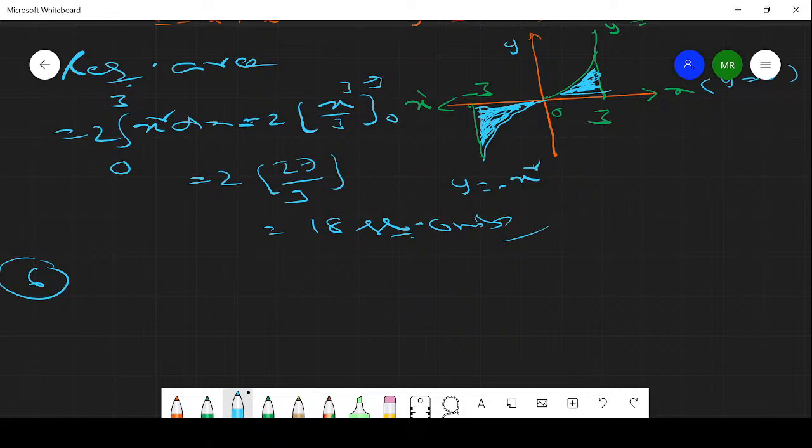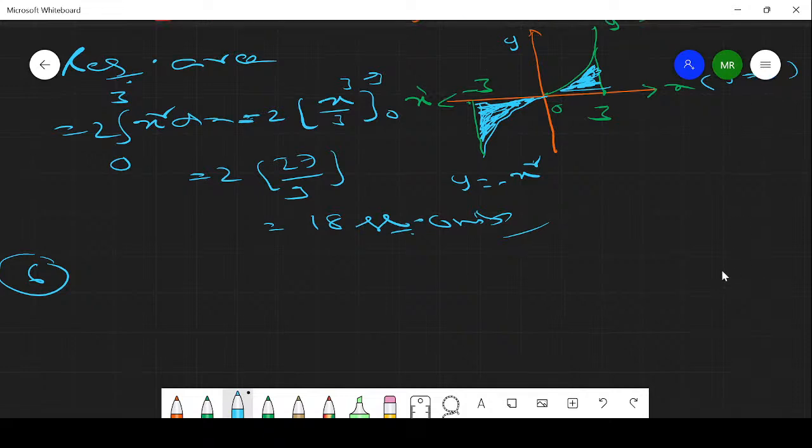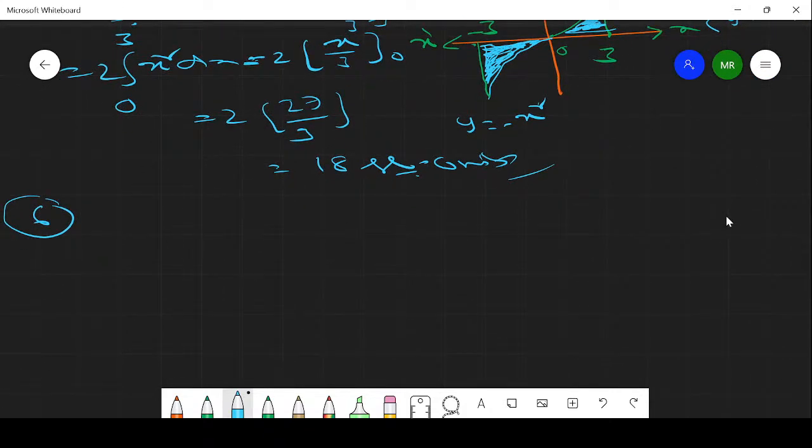The sixth one. Find the area of the region bounded by y is equal to mod x minus 1 and y is equal to 1.